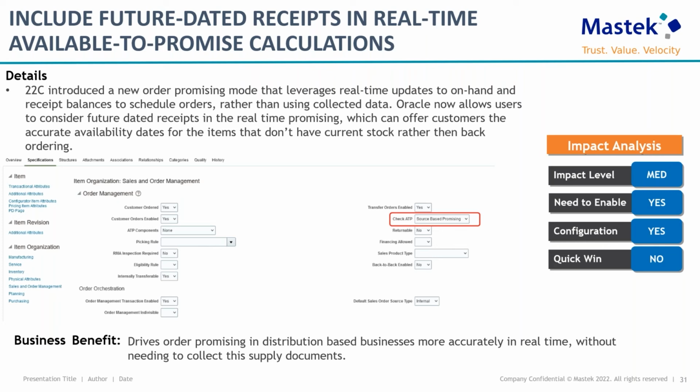Benefits: the source-based promising flavor of Oracle Global Order Promising now supports future dated supplies such as purchase orders, transfer orders, and work orders, in addition to the supplies that were previously considered. This drives order promising in distribution-based businesses more accurately in real time, without needing to collect those supply documents.